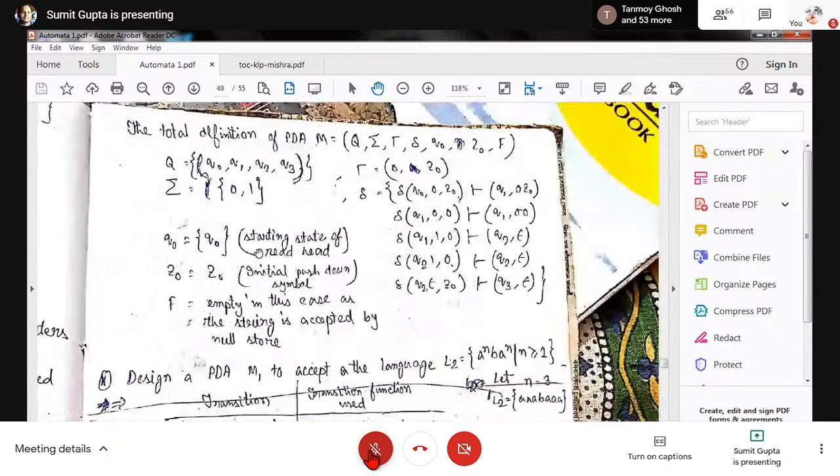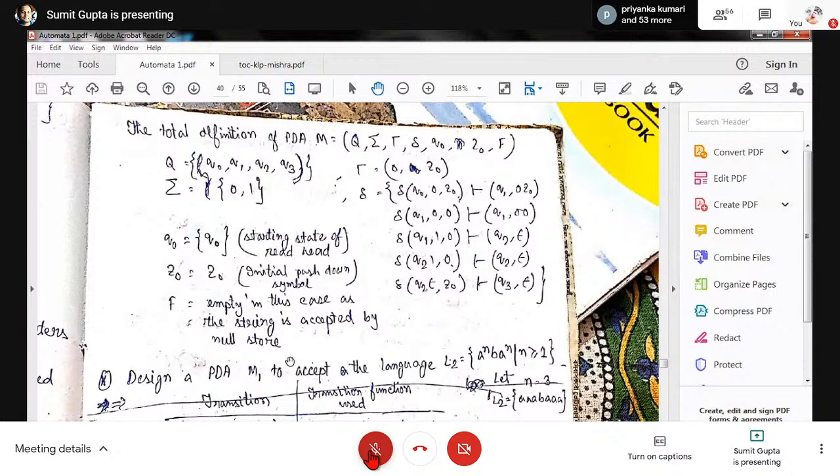So you can see over here, the total definition of PDA will now become, so we had 7 tuples. Q has Q0, Q1, Q2, Q3. Sigma has 0 and 1. Initial state was Q0 only. Z0 is the initial push down symbol. F is empty in this case as the string is accepted by null store.